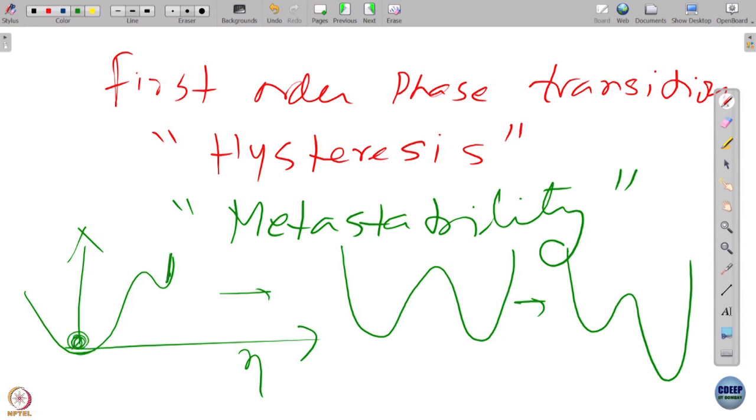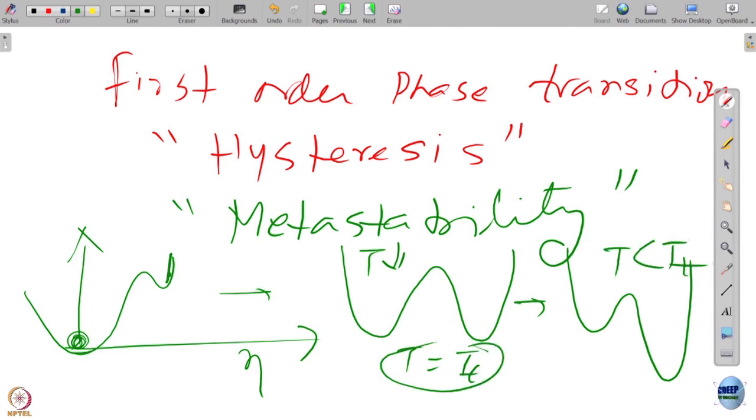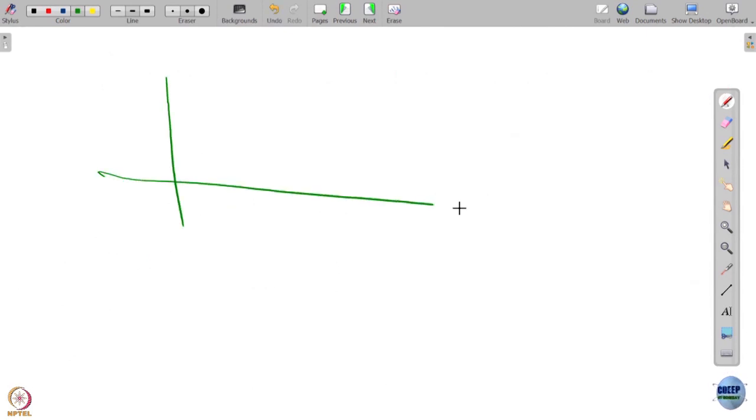When I lower the temperature, temperature going down, this is T equal to the transition temperature TT, and this temperature is below the transition temperature. So this is the old and this is the new. Now new is more stable, but the minimum at old remains, and that means the system can remain trapped. And this we see when we do hysteresis.